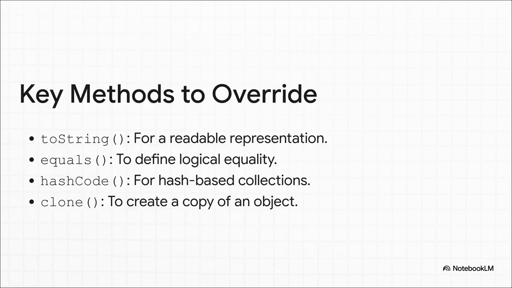But here's the key takeaway. Just because you get these methods for free doesn't mean they're good to go. The default versions are, well, pretty basic. To make your objects actually useful, you almost always need to override them. A custom toString will save you hours of debugging, trust me. And getting equals and hashCode right is not just a nice-to-have, it's absolutely essential if you want things like HashMaps to work at all.